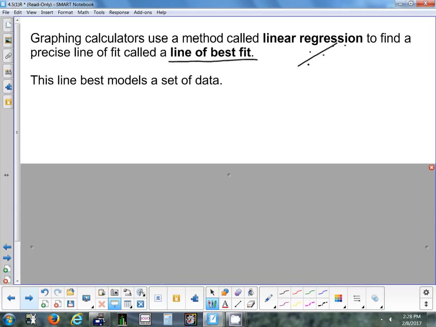So what we're finding now is not just a line of fit, but a line of best fit. It's the best line you could possibly have. We're not guessing. It's perfect. How the calculator is giving us that line, don't worry about that. All you have to know is the calculator can do it.